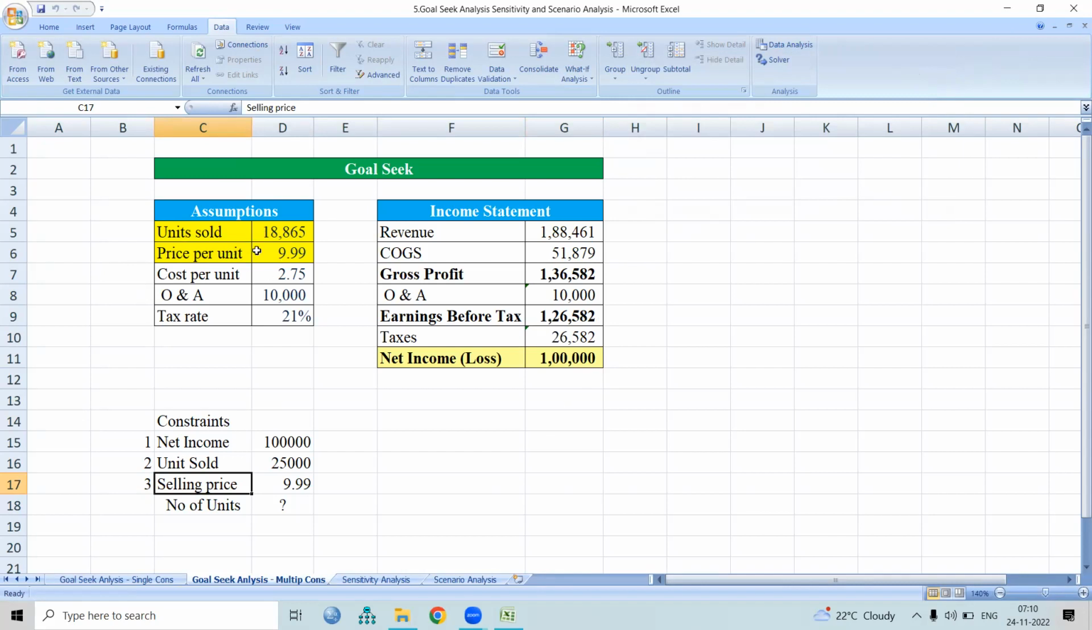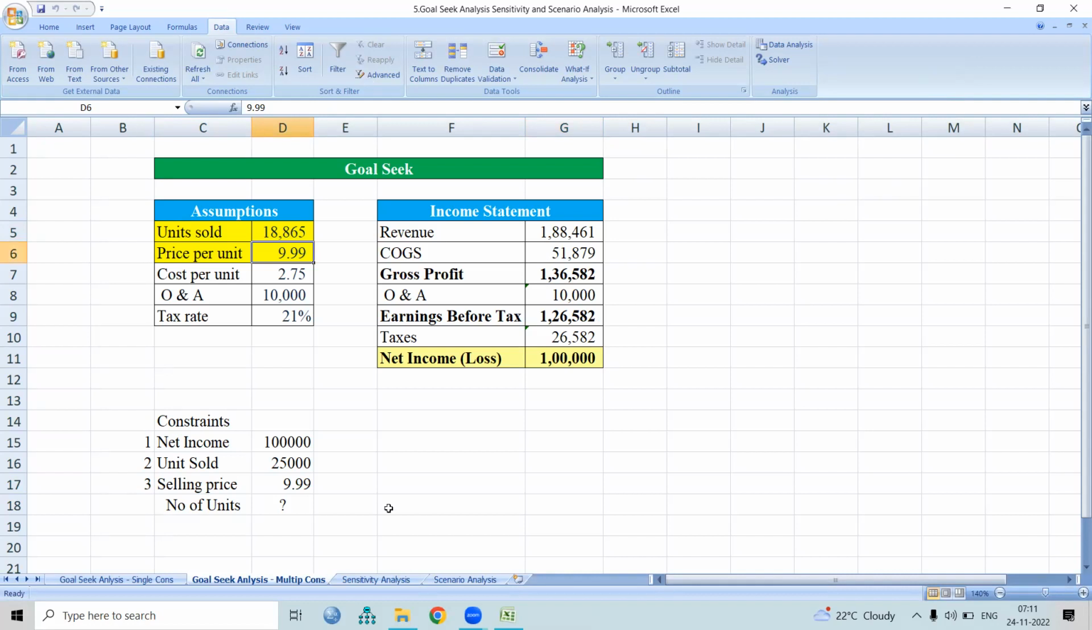So we got the answers. It says that to generate a net income of rupees 1 lakh, the company must sell 18,865 units and the price per unit should be 9.99. Okay. This is what we call goal-seek analysis with multiple constraints. Now let's go to the next case.